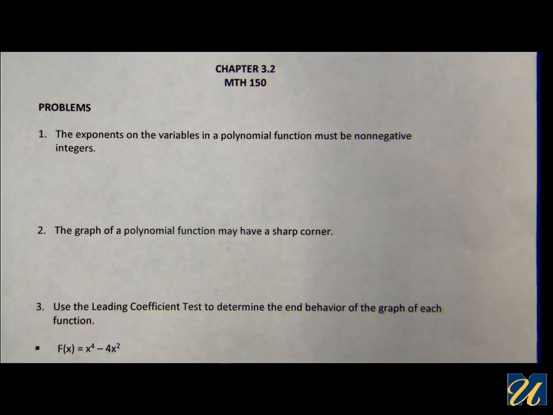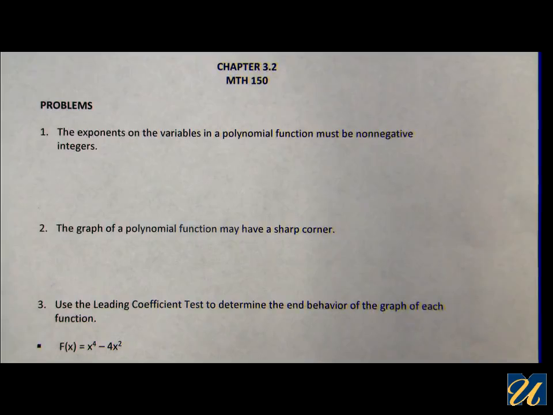Section 3.2 problems. Problem 1. The exponent on the variables in a polynomial function must be non-negative integers. That is exactly correct. No negative integers allowed, no fractions allowed, whether they're positive or negative fractions, no irrational numbers allowed. The exponents of every term can be 0 and they can be positive integers, and that is all. And that is for every single polynomial function out there. That's one of the classifications of polynomials.